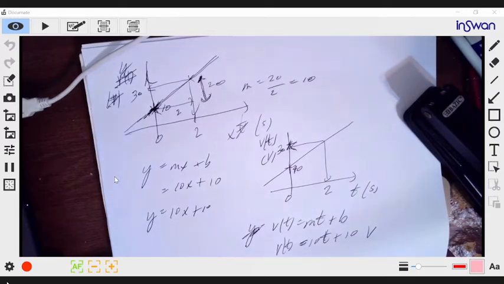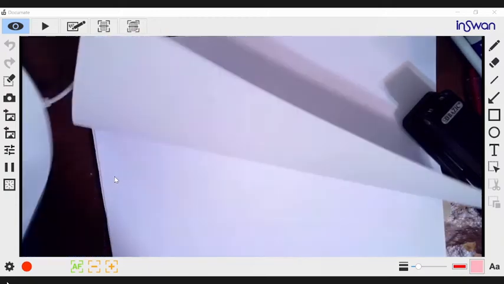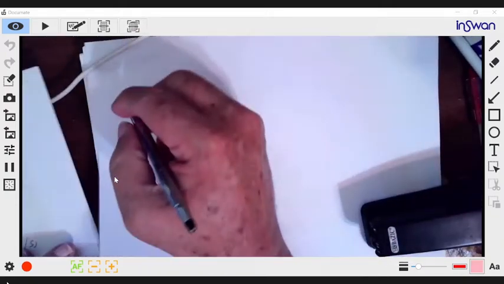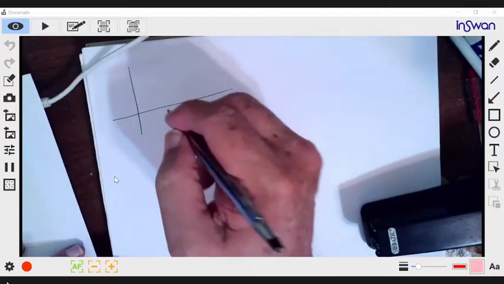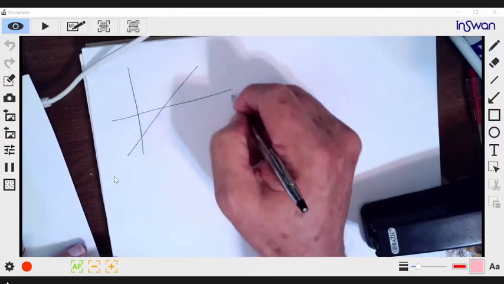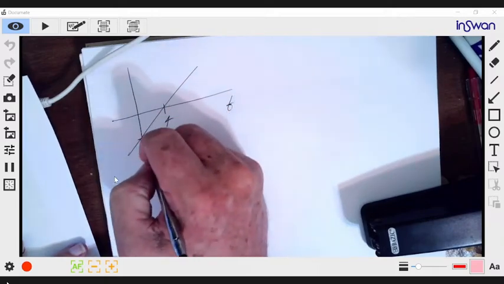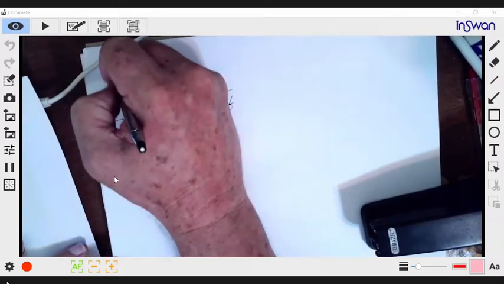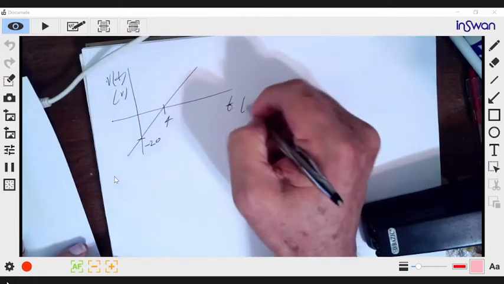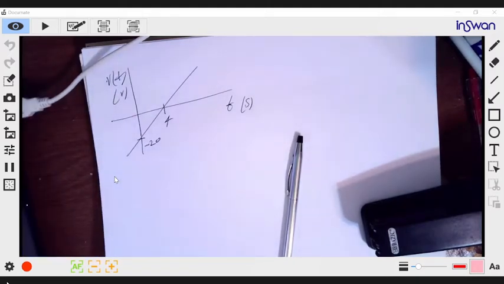Folks, is this making sense? Any question about this? Let me do one more equation. Get me the equation of that straight line. Send me your answer in chat.